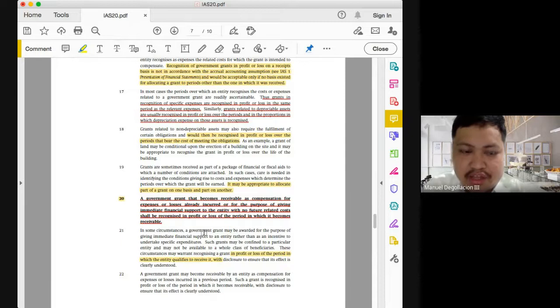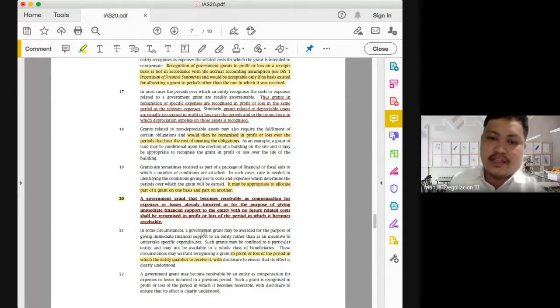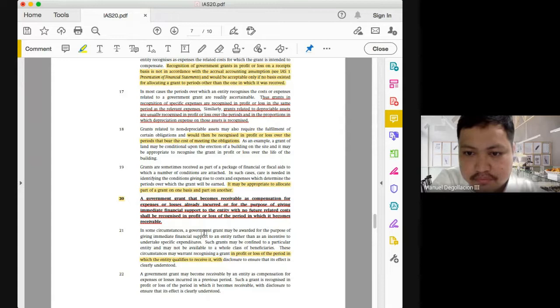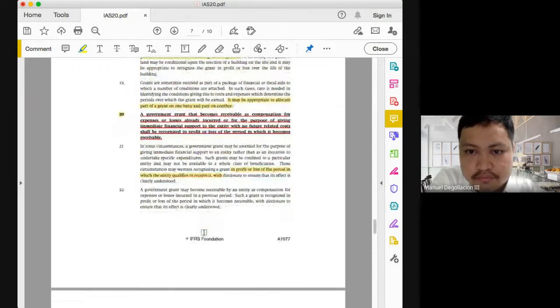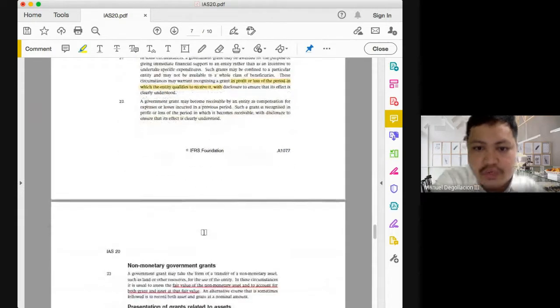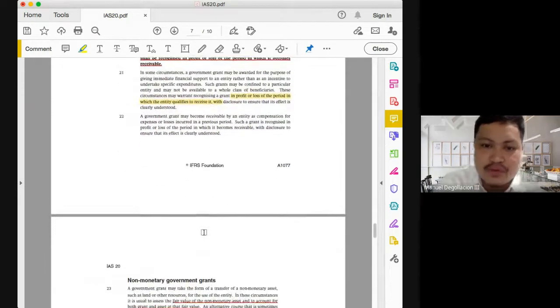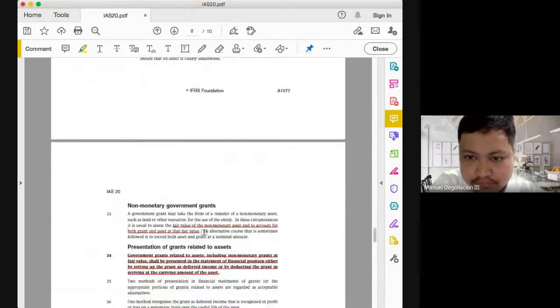The alternative here, which would be incorrect, would be that the government grant will be recognized in profit or loss the moment it is received. That is incorrect. We follow accrual accounting. Paragraphs 21 and 22 are an elaboration of what we have discussed in paragraph 20.